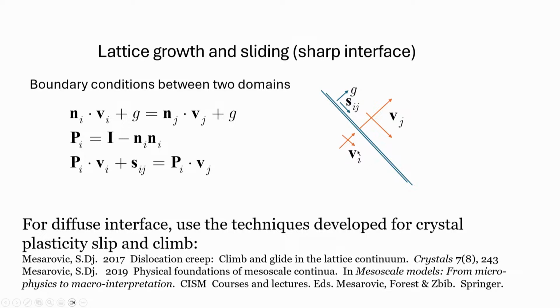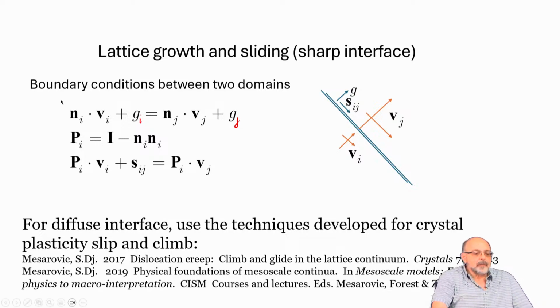Let's say I have two domains, I and j. So the normal velocity of I plus lattice growth of I is equal to the normal velocity of j plus lattice growth of j. So if you want to write it this way, the total lattice growth will be g.